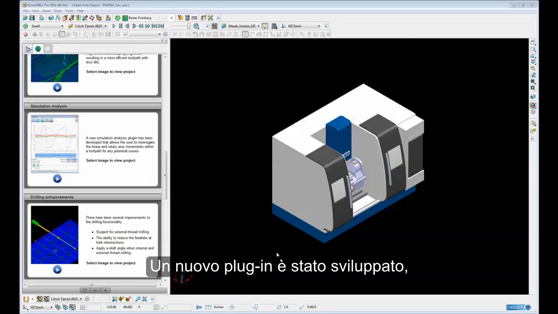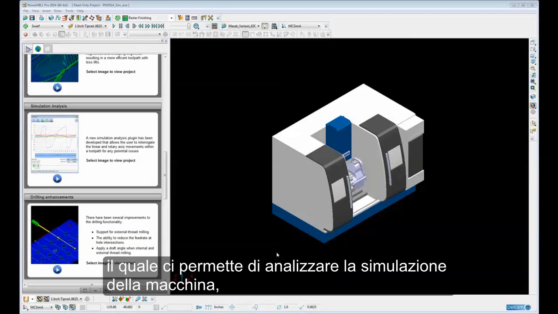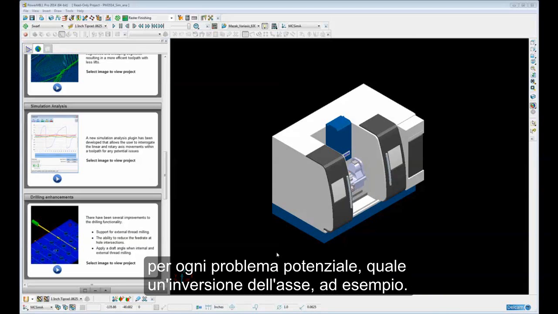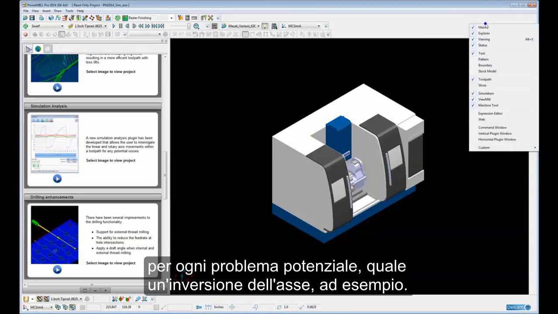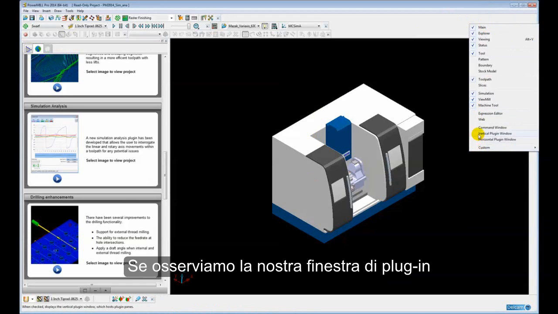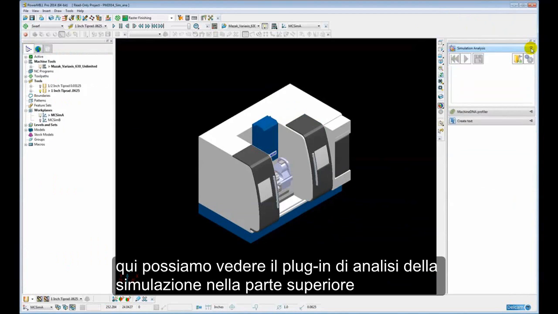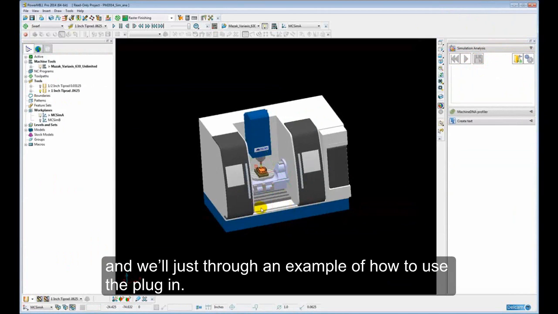A new plugin has been developed that allows us to analyze the machine tool simulation so that we can interrogate the linear and rotary axis movements within a toolpath for any potential issues such as axis reversals, for example. If we view our plugin window, here we can see the simulation analysis plugin at the top, and we'll just go through an example of how to use the plugin.